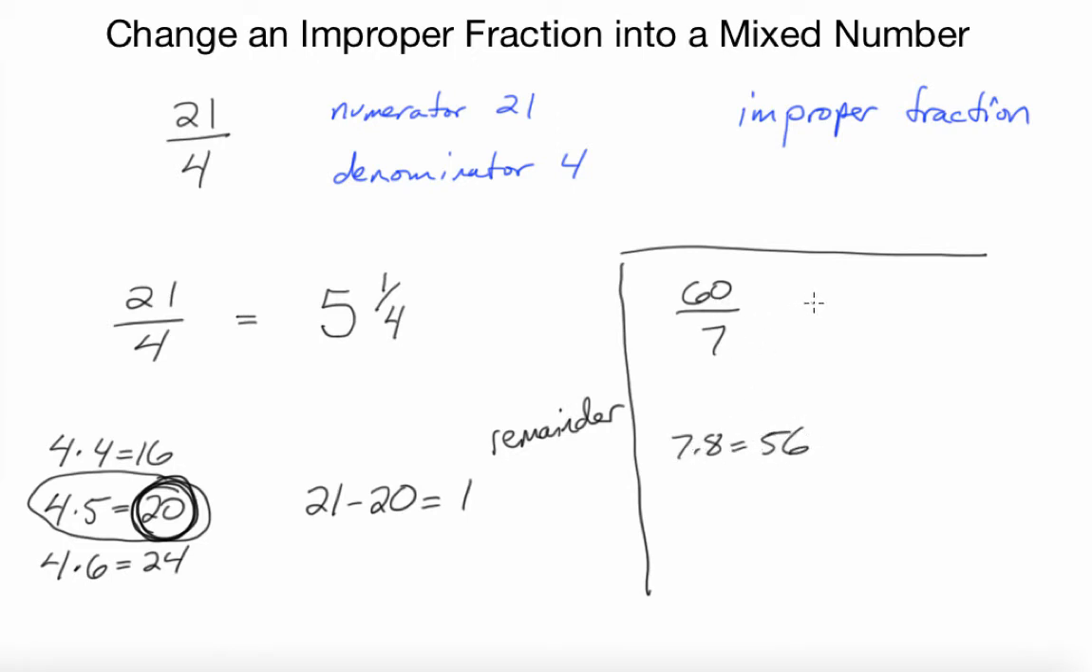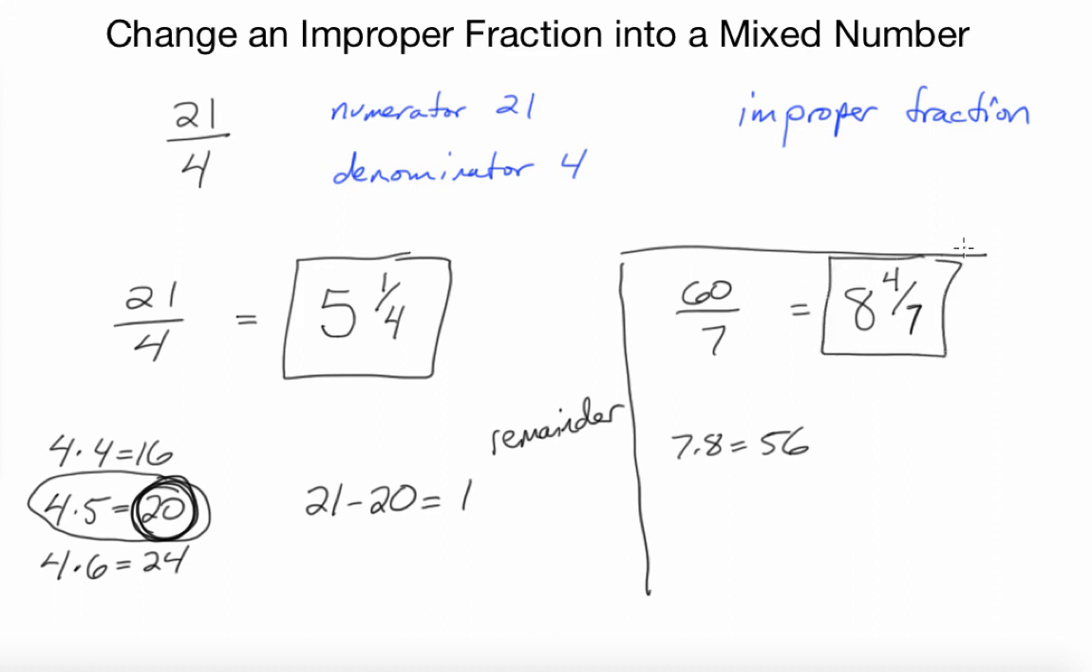So I know 7 goes into 60 8 whole times. But 56 is 4 less than 60, so there's 4 left over, and I'm still dividing by 7. So 60 over 7 equals 8 and 4/7. So whatever's in the denominator is always still the denominator of your fraction part. So again, 5 and 1/4 has a whole lot more meaning to me. 8 and 4/7 has much more meaning than working with a large improper fraction.